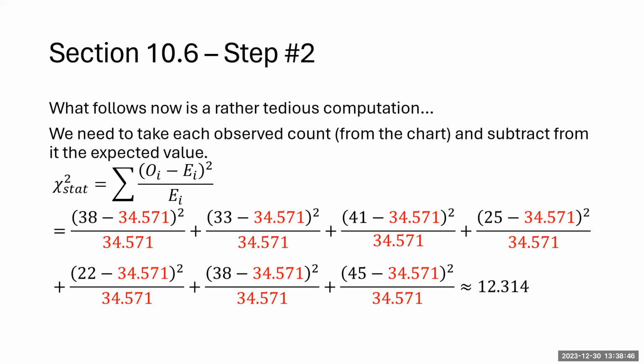Square that difference, and I divide by the expected count. And I repeat this process for all the other observed counts in the chart. You can see that this would be a very tedious thing to have to do on one's own and by hand.